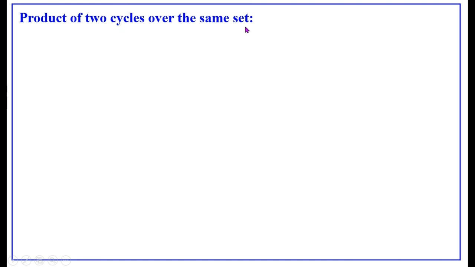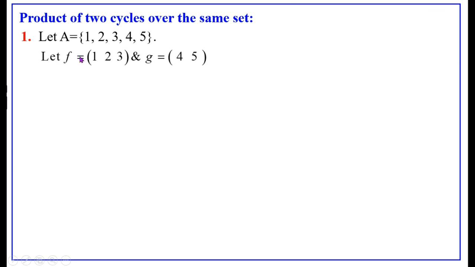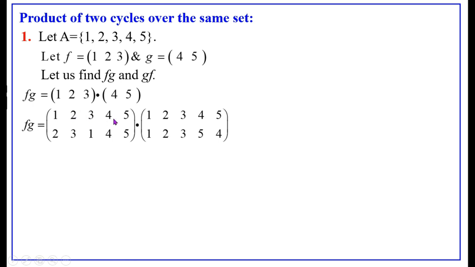Product of two cycles over the same set. Consider A having elements 1, 2, 3, 4, 5. That is, A has 5 elements or 5 symbols. Let f be equal to the cycle (1, 2, 3) and g equal to the cycle (4, 5). Let us find f into g and g into f. f into g is (1, 2, 3) into (4, 5). Since A has 5 symbols, the cycle (1, 2, 3) can be written as f: 1, 2, 3, 4, 5 goes to 2, 3, 1, 4, 5. That is, 1 goes to 2, 2 goes to 3, 3 goes to 1, and 4 and 5 remain unchanged. Similarly, the cycle (4, 5) can be written as follows: since 4 and 5 are involved and 1, 2, 3 are not involved in this cycle, they are identity permutations.